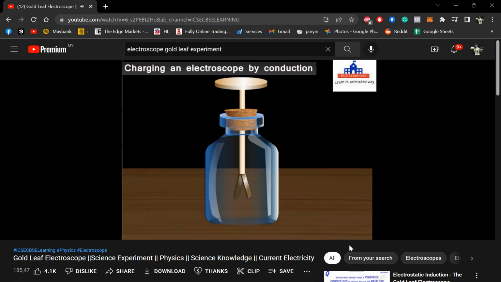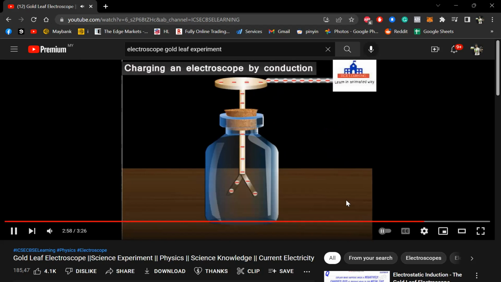An electroscope can be negatively charged when a negatively charged ebonite rod is brought in contact with the metal disc. When it touches the metal disc, the gold leaves diverge due to the presence of similar charges on them.